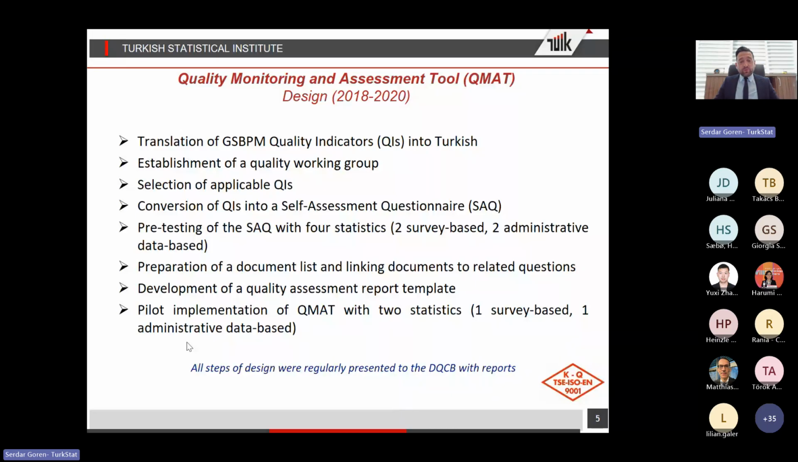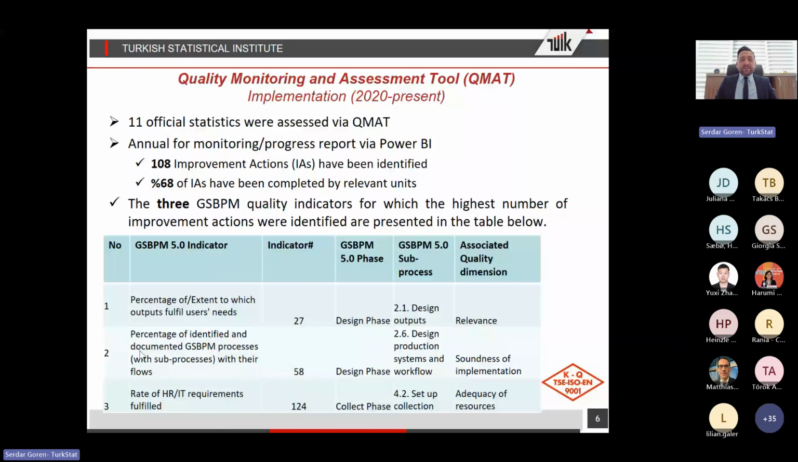At the end of the design process, we presented all the phases of the design process to top management. It's also very important because they supported us very well. On the implementation side, we started to implement the quality monitoring and assessment tool.